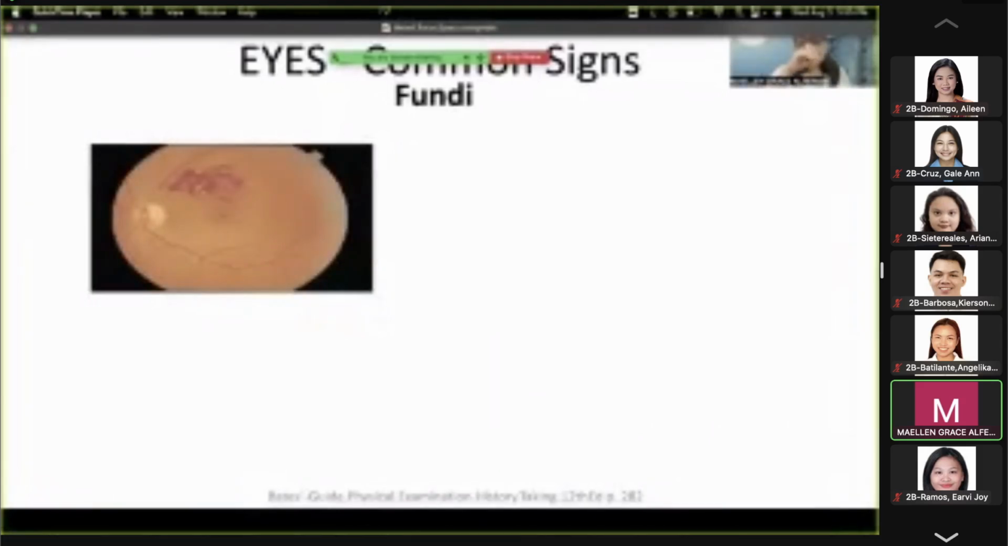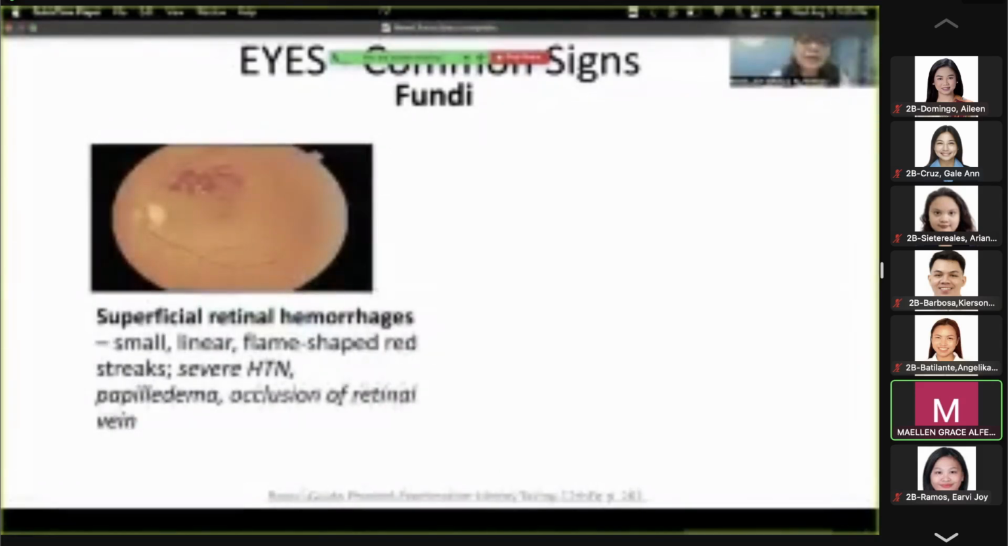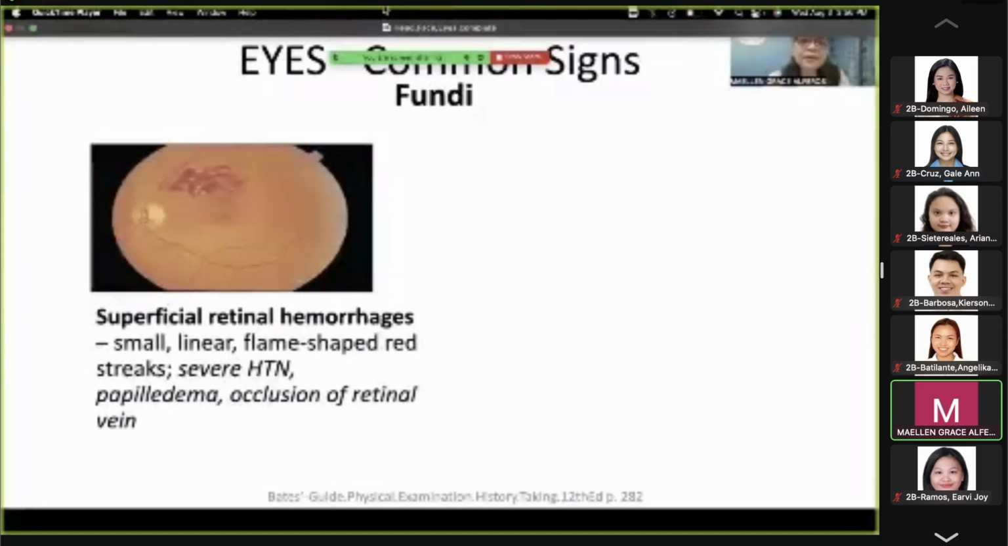Now, findings that you will see in the fundus are hemorrhages. So this is an example of a hemorrhage. You can see a small and linear or sometimes a flame-shaped red streak. So parang may mga apoy-apoy siya dyan. Okay? And these superficial retinal hemorrhages are usually seen in those who have severe hypertension, papilledema, or occlusion of the retinal vein.